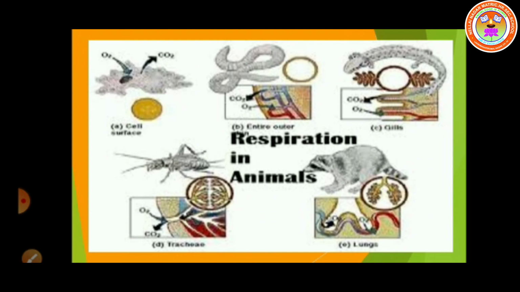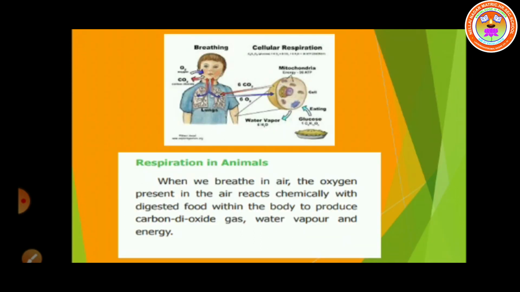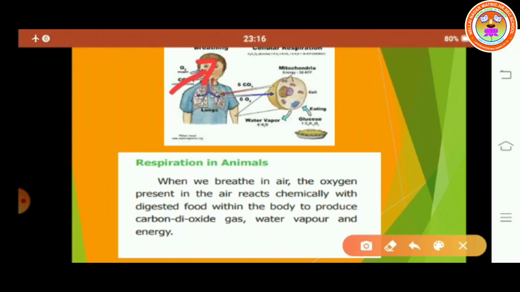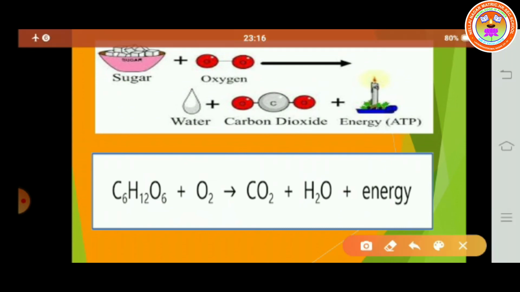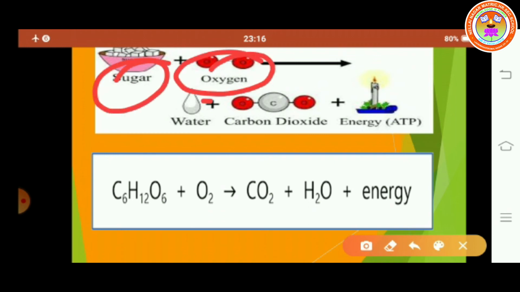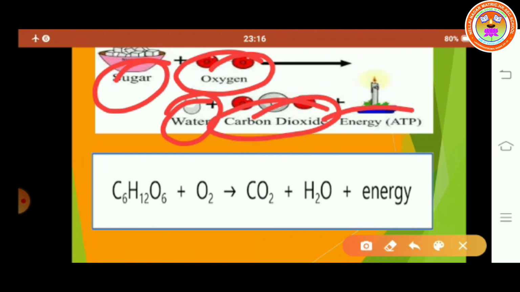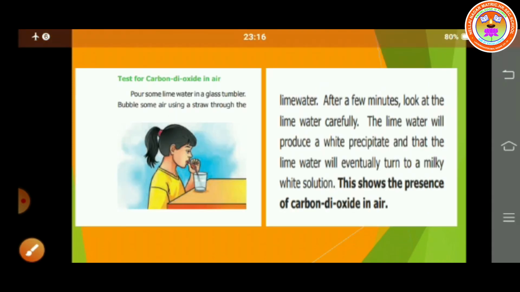Next we discuss respiration in animals. When we breathe in air, the oxygen present in air reacts chemically with digested food within the body to produce carbon dioxide gas, water vapor and energy. See, this is the equation for the process of respiration in animals. Food plus oxygen gives water, carbon dioxide and energy.